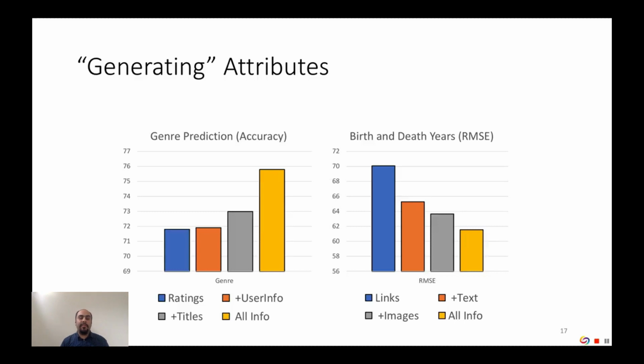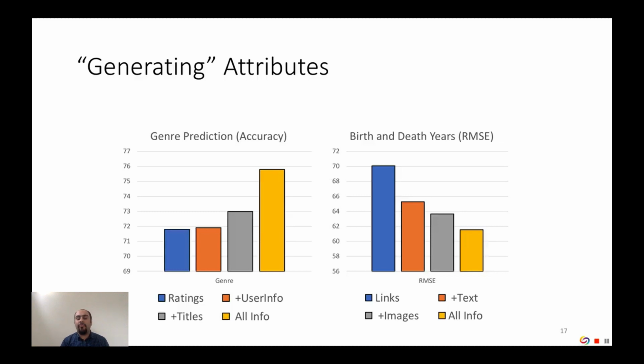On the left, we see the genre prediction task. Basically, we remove several genres from movies in our dataset and try to predict those genres using other information that we see in the data. As we see in the chart, by adding extra modalities, the accuracy becomes better and better. On the right side, we see birth and death year prediction for the Yago dataset, and we evaluate our models using the RMSE metric. As we can see, the same thing happened here too.